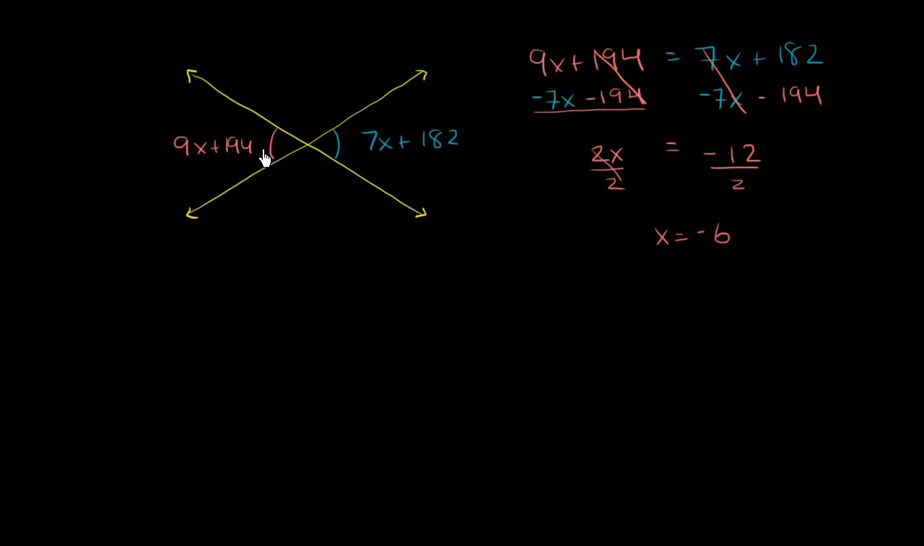And now we can use that information to find out the measure of either one of these angles, which is the same as the other one. So we can see here that if we take 7 times negative 6 plus 182. So 7 times negative 6 is negative 42 plus 182 is going to be equal to 140 degrees. And you'll see the same thing over here. If we say 9 times negative 6, which is negative 54, plus 194, this also equals 140 degrees.